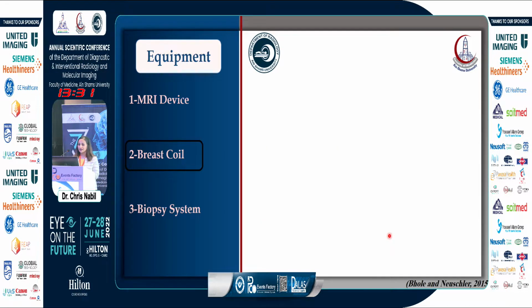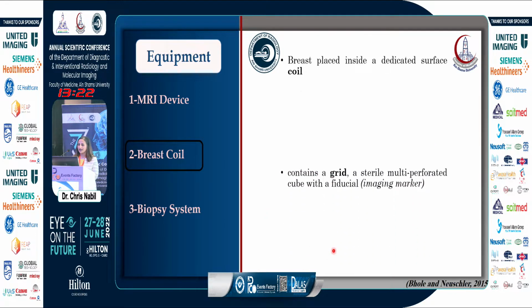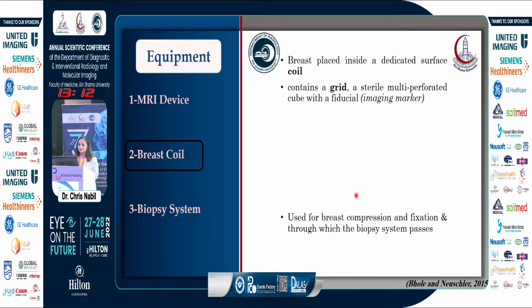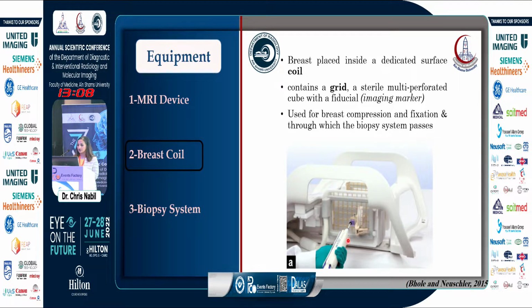Second, we need a breast coil. The breast is placed inside a dedicated coil that allows a good resolution of the images, and it contains a grid. This is the grid. It's a sterile, multi-perforated landmark cube that contains a fiducial. This is the fiducial. It's the imaging marker. The grid is used for breast compression, fixation, and the biopsy system passes through it.